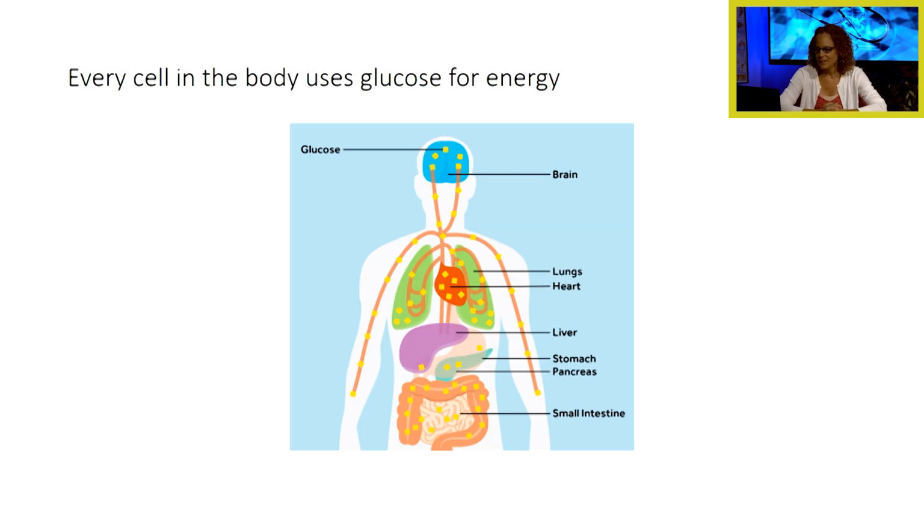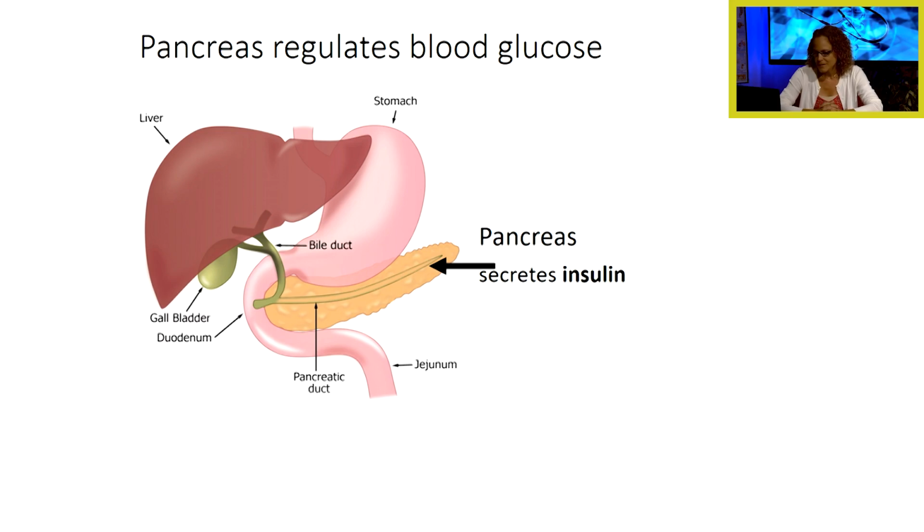Every cell in the body uses glucose for energy. And you'll notice during my talk, I will use glucose and sugar kind of interchangeably. But generally speaking, when we are talking about glucose, we're talking about the sugar that is in our blood. And so our pancreas actually regulates our blood glucose by secreting insulin.